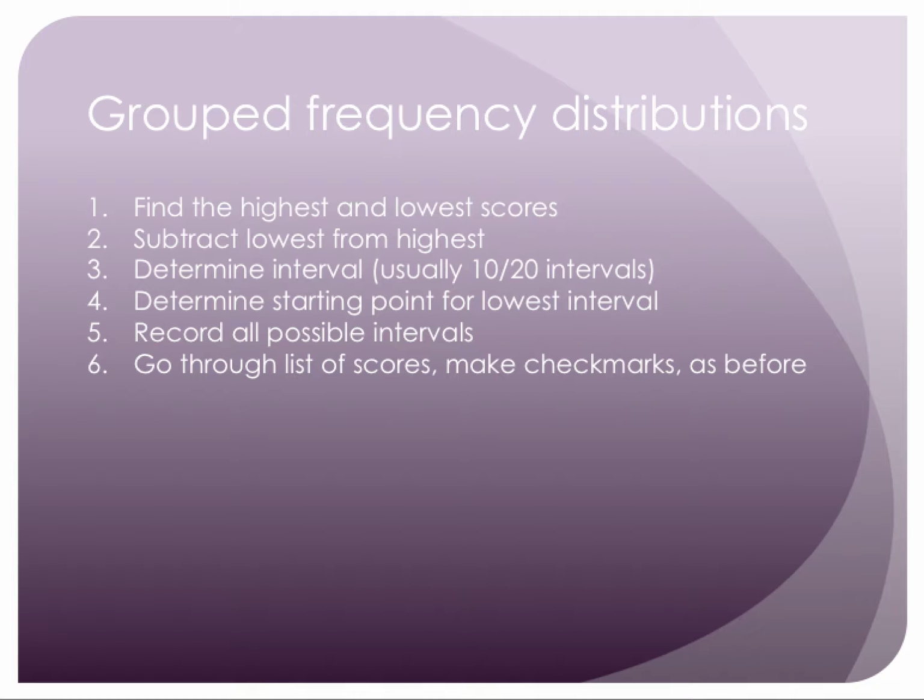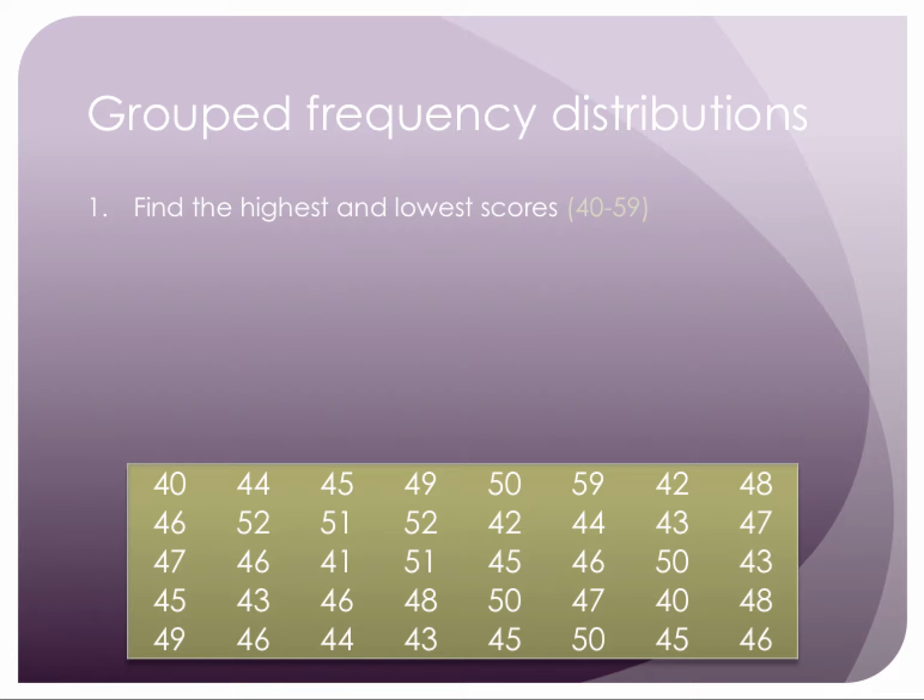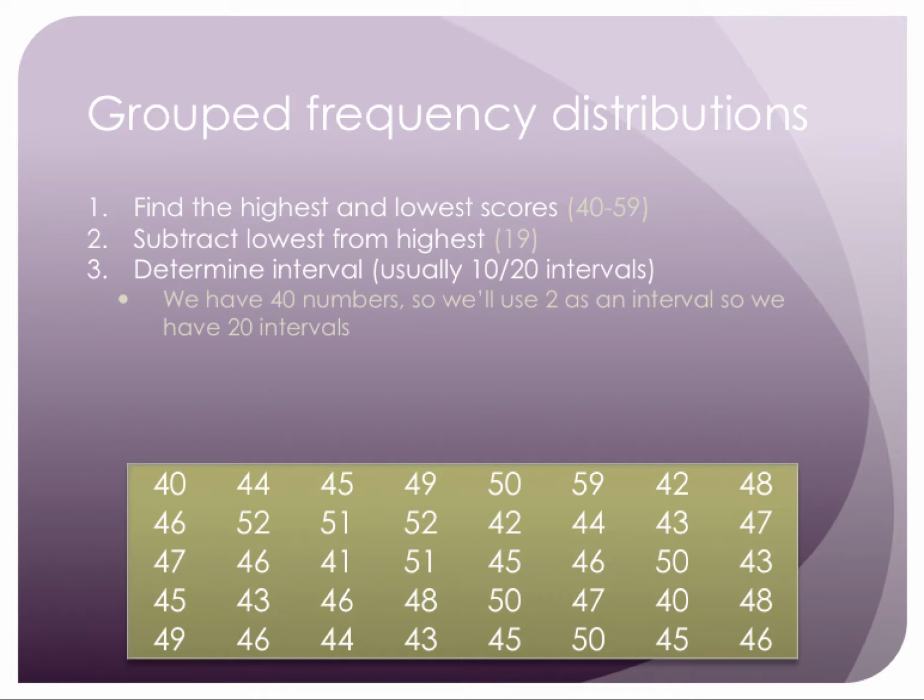And I'm going to trust that because we've already done frequency distributions, some of the steps of grouped frequency distributions I'm not going to go through in as much detail because they're very, very similar. So let's take our data. Well, we've already got the lowest and highest scores. We got 40 to 59. And subtract the lowest from the highest. So 59 minus 40 is 19.